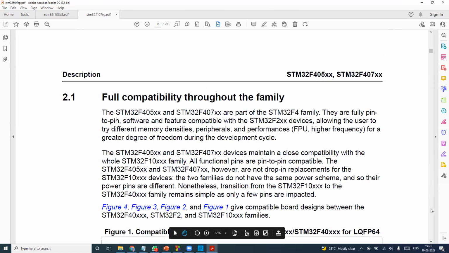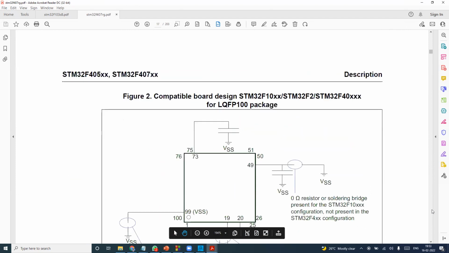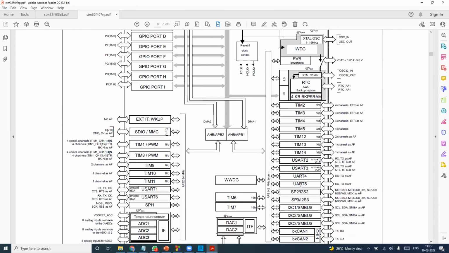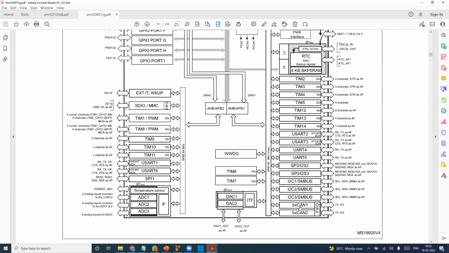See here the block diagram. How many things are there? RTC is there, real-time clock. And they have timers, UARTs, SPI, I2C, CAN, two CAN bus controllers, ADC, supply sensors, all the same. But they have more here, PWM, to control the motors. We will discuss that when we discuss the timer. I will discuss the motor and PWM.